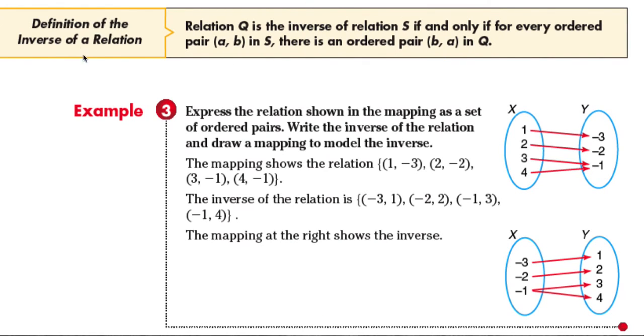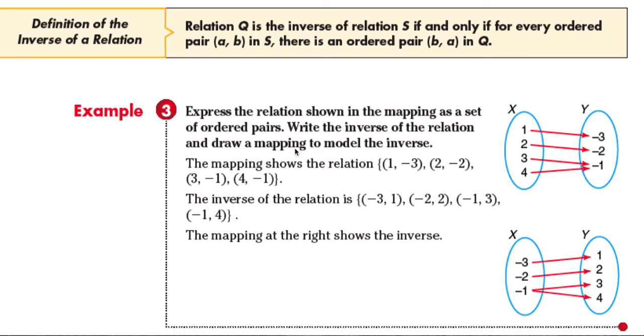Okay, so the definition of an inverse of a relation goes something like this. Relation Q is the inverse of a relation S if and only if for every ordered pair (a, b) in S, there's an ordered pair (b, a) in Q. That means you are simply reversing the order of your ordered pair. So instead of (a, b), it becomes (b, a). That becomes the inverse of your relation.